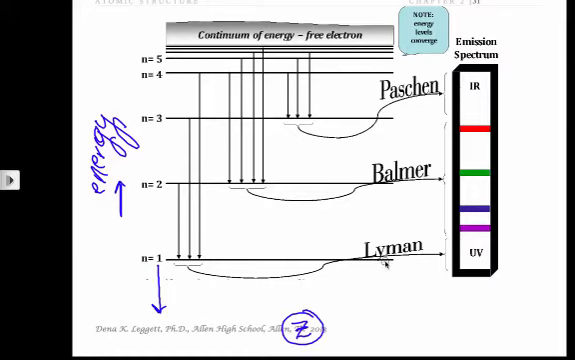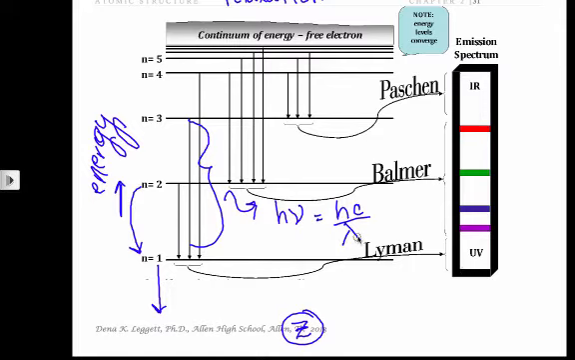Now, this is showing the relaxation process. We're presuming excitation has already occurred. Relaxation is going from high n to low n. And in the process, electromagnetic radiation is given off. So some packet of energy h nu, which is related to the wavelength. And that's why we see different colors here in our spectrum.